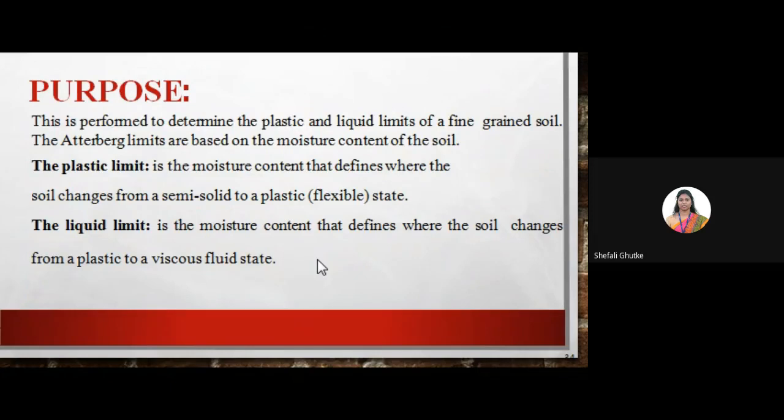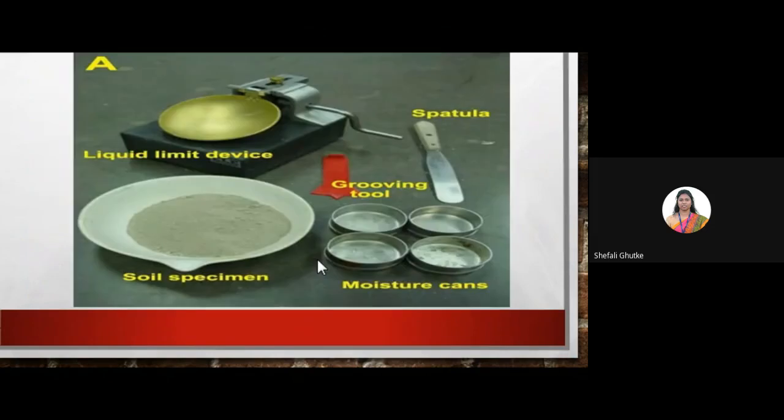The Atterberg limits are based on the moisture content of the soil. As the moisture content increases, the soil goes through different stages. The plastic limit is the moisture content that defines where the soil changes from semi-solid to a flexible, or plastic, state. The liquid limit is the moisture content that defines where the soil changes from a plastic to a viscous fluid state. This is the apparatus, also known as the Casagrande apparatus, which is used to find the liquid limit of a soil.